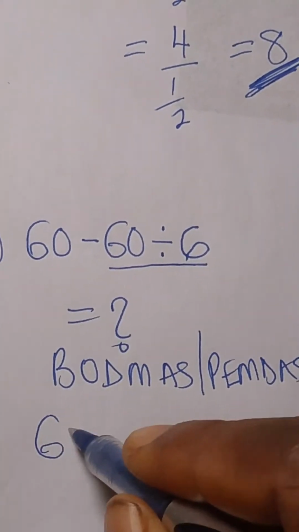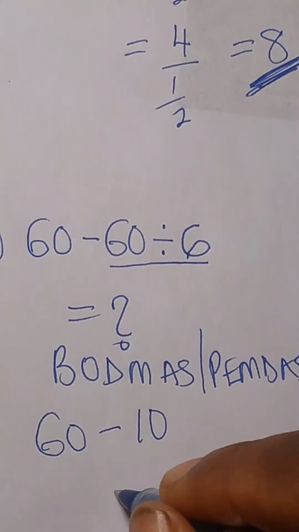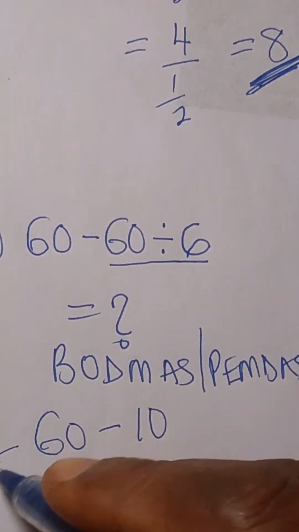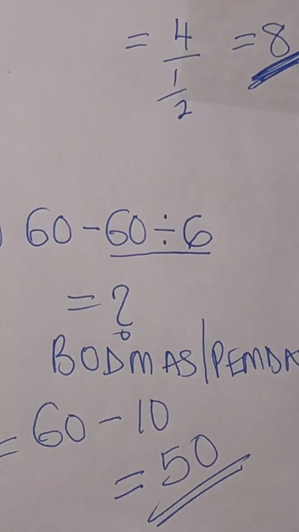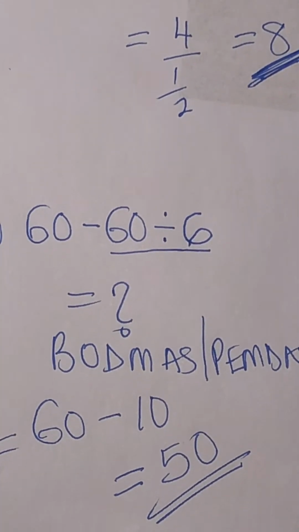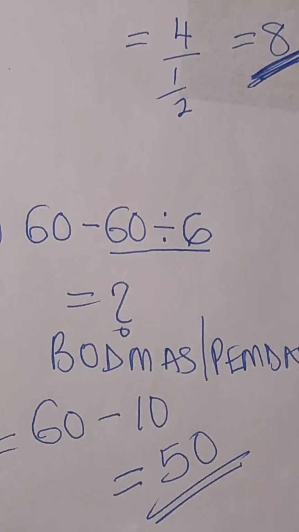So 60 divided by 6 will give us 10. So our answer is 60 minus 10, and that is 50. So the solution to this question is 50. All right, that is how easy it is. So this brings the class to an end.